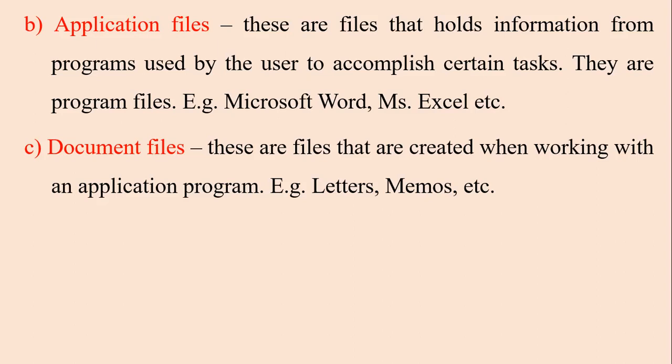Now, let me differentiate between document files and application files. Application files, for example Microsoft Word and Microsoft Excel, are files whose content is a set of instructions that enable the user to accomplish a certain task. A Microsoft Word file is an application file, used to accomplish a certain task, for example creating documents. MS Excel is a program used to perform a certain task. But document files are the products of an application file.